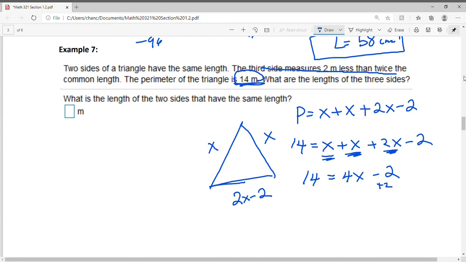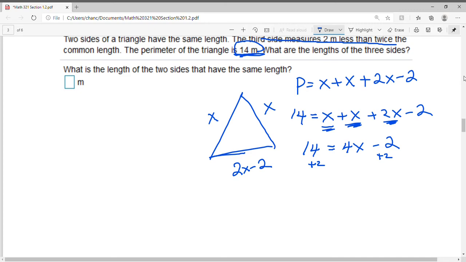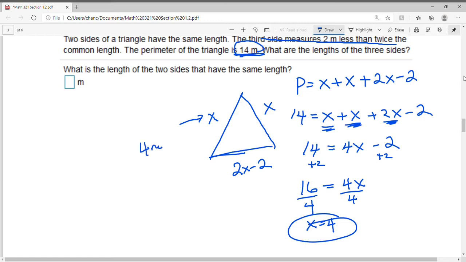Let's add the 2 to both sides. That gives me 16 equals 4x. Now I can divide both sides by 4. X equals 4. So that tells me this has to be 4 meters because that's x, and this has to be 4 meters also because that's x. And that is what we're looking for in the question. What's the length of the two sides that have the same length? They are 4 meters each.